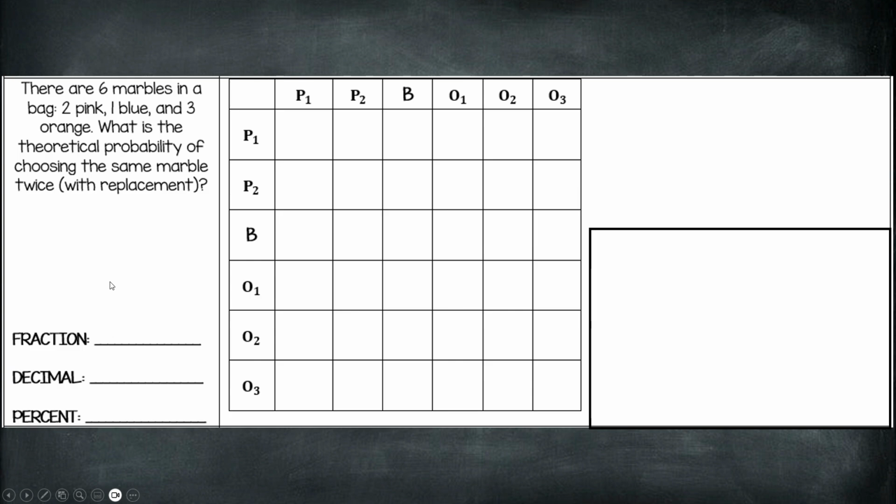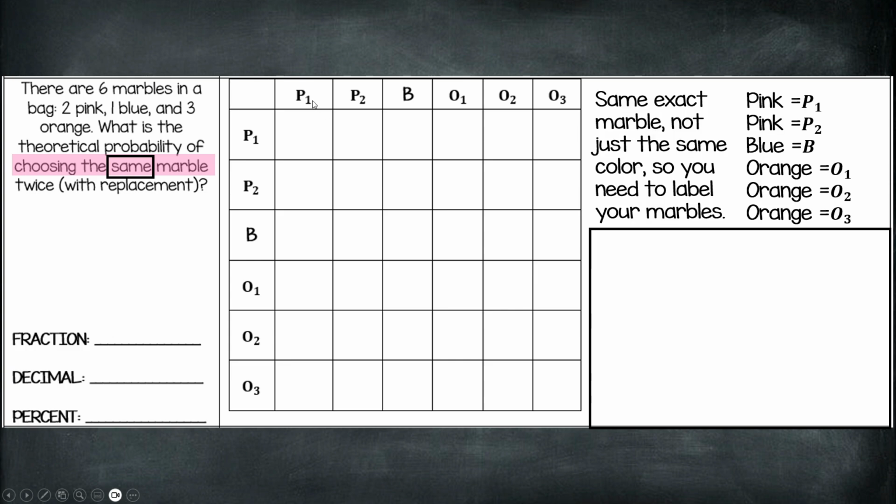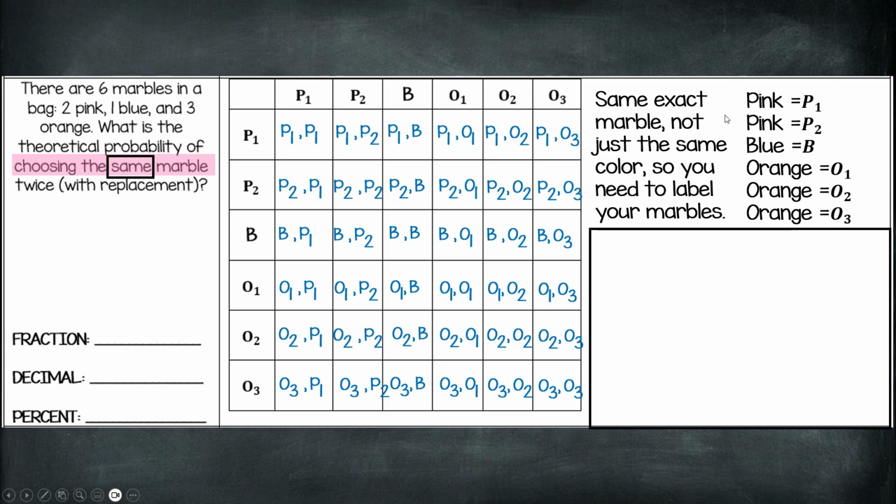In this last example that we have, I think on this page, oh, not the last one, second to last one, we have 6 marbles in a bag. Now there's 2 pink, 1 blue, and 3 orange, but what is the theoretical probability of choosing the same marble? Because we want to know the same exact marble, not just 2 pinks or 2 oranges, we want to know what's the probability of pulling the same marble. So we had to label those marbles or those colors with what we call subscript. If it's asking for something that specific, we do have to be careful, and you do have to label your sample space with 1s and 2s. Only if it's being that specific do you have to do that.